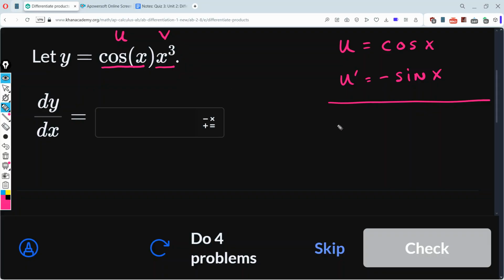And then for v, we have x to the third. And the derivative of v, the derivative of x to the third, just use the power rule. Move the exponent 3 out front, and then do minus 1 on the exponent. 3 minus 1 is just 2. All right, so now we have everything we need for the formula.